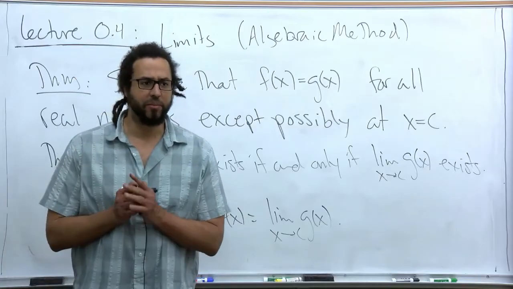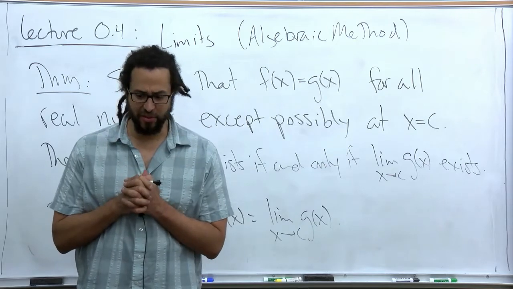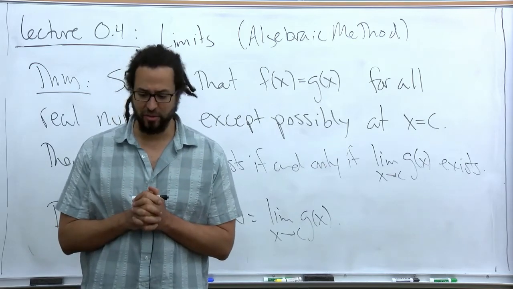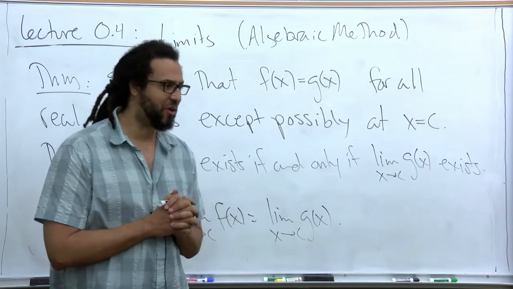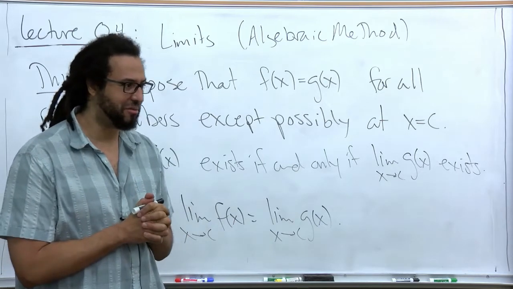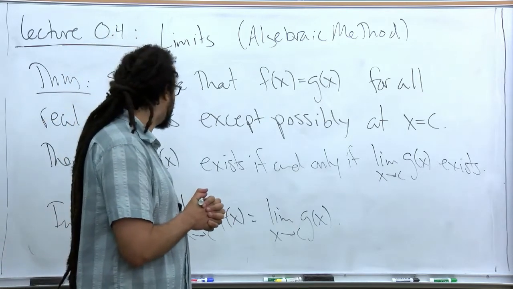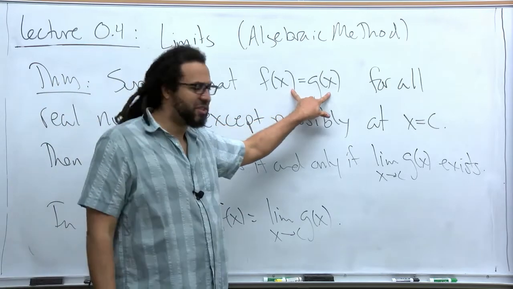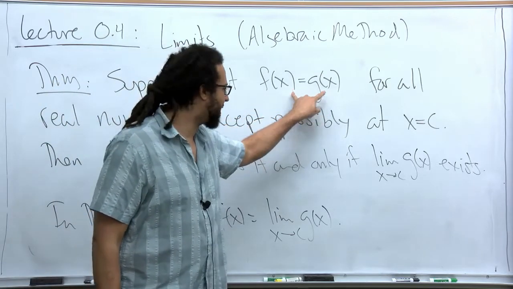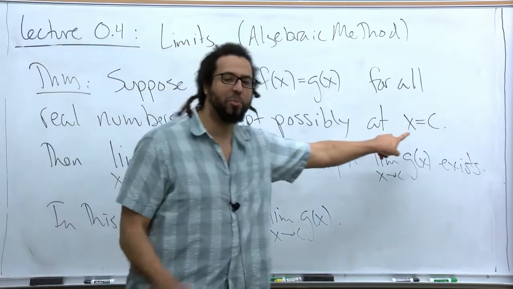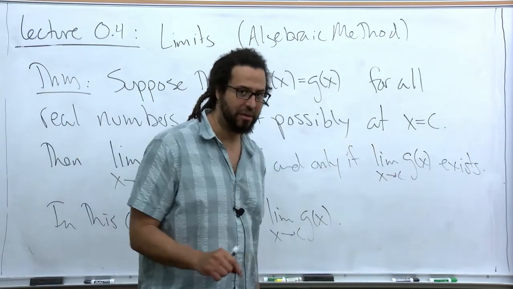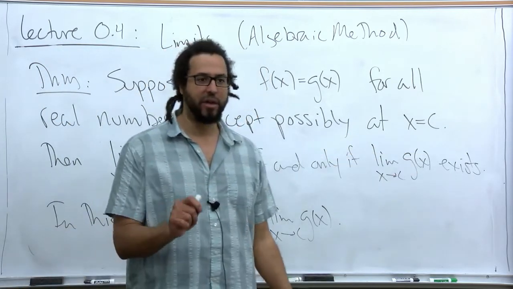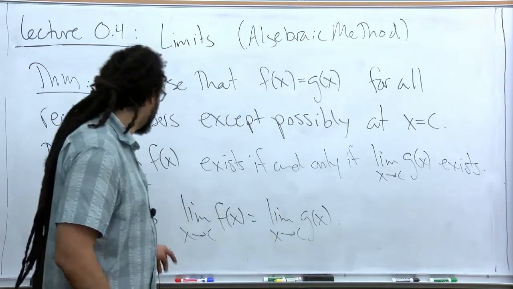Okay, let's look at a theorem that's of fundamental importance. I might even go so far as to call it a fundamental limit law. So we want to suppose that two functions are equal everywhere except possibly at a single point x equals c. And we'll look at an example of what this looks like in a minute.